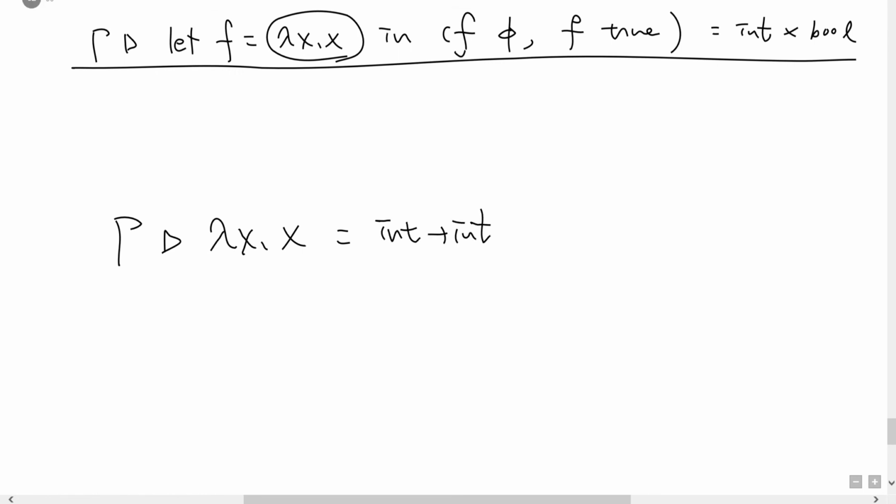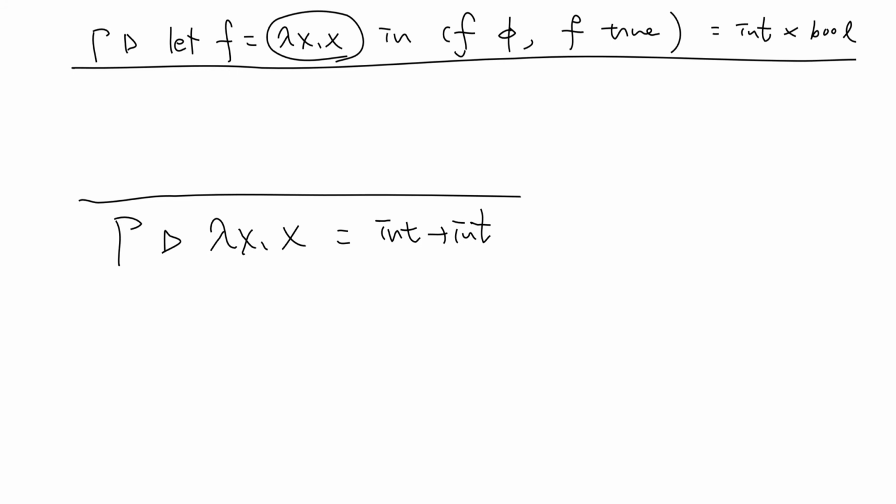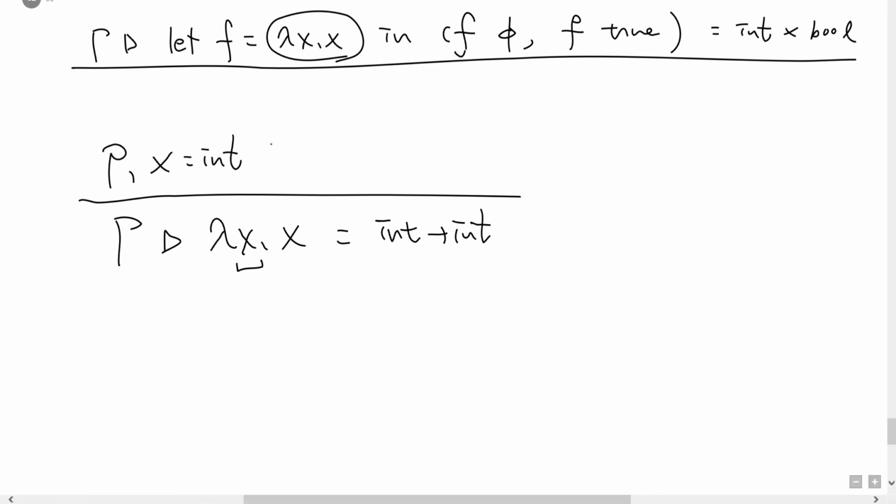So this is easy to construct. For example, in this case, your guess is int. Your guess is this variable x must be assigned the type int. So your guess is this one. Then the body x has a type int. And as a result, the whole lambda abstraction has a type int arrow int.